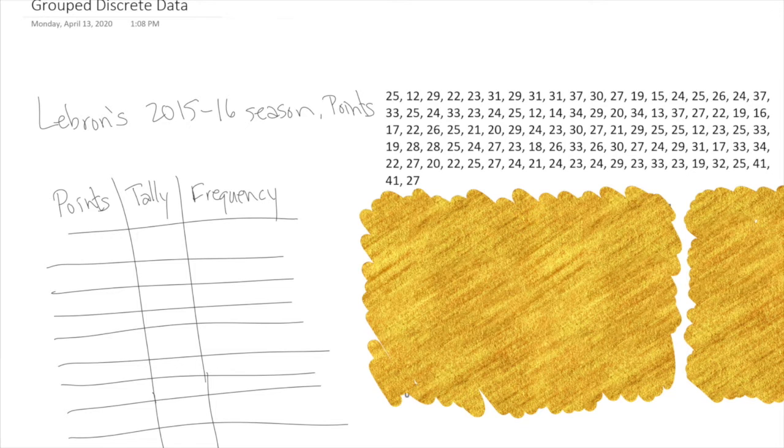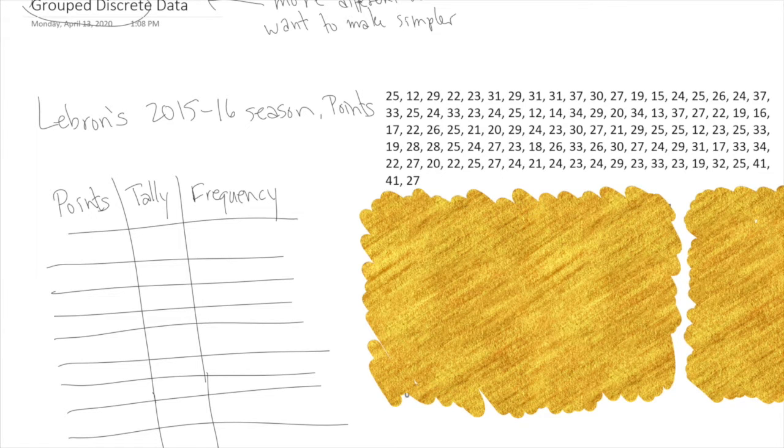Another type of data that you might want to display to understand better we call grouped discrete data. This is still discrete, but compared to simple discrete data, there are more different values, and we want to make it simpler.